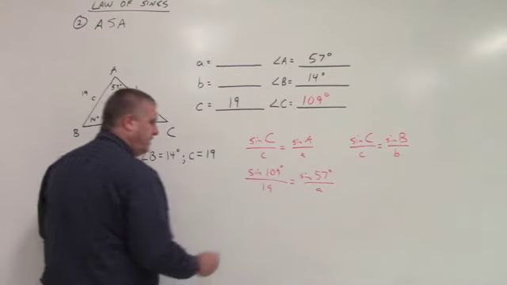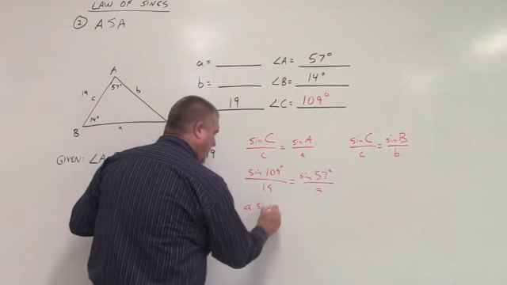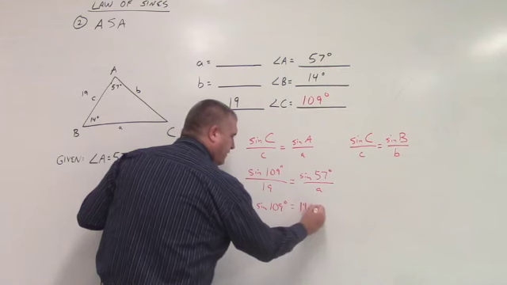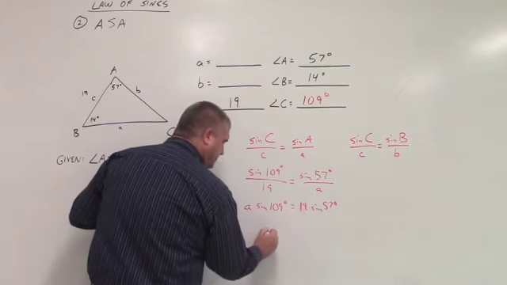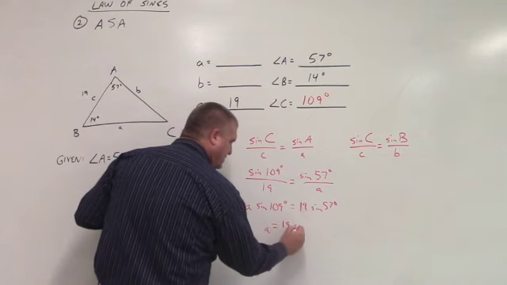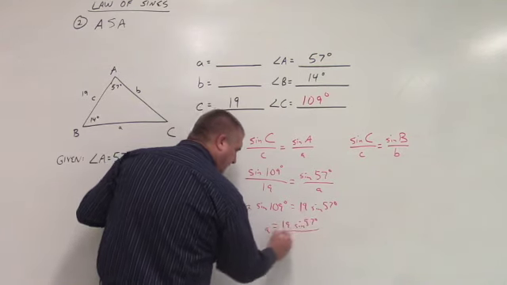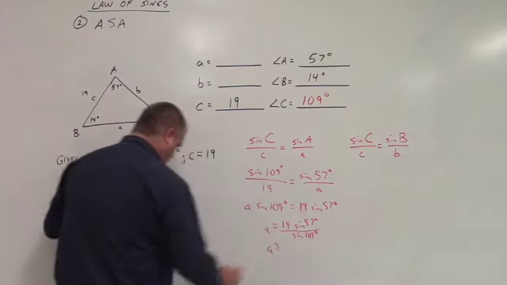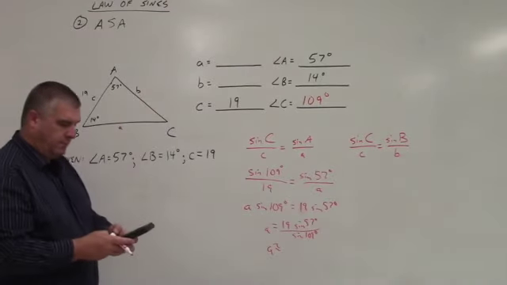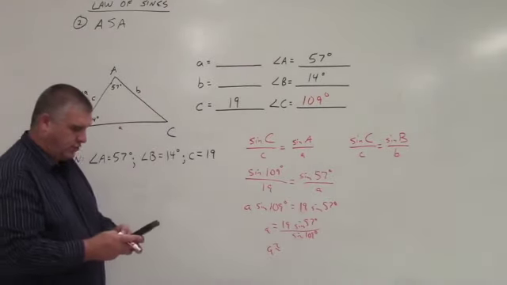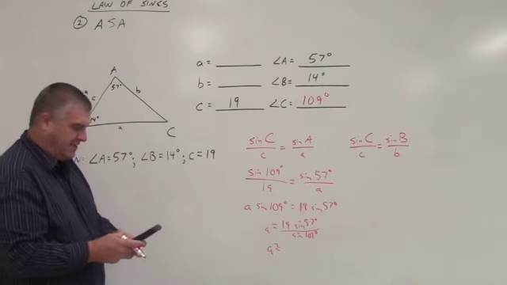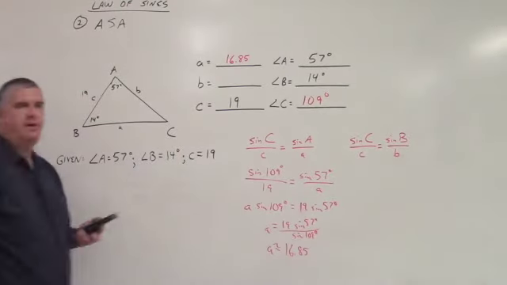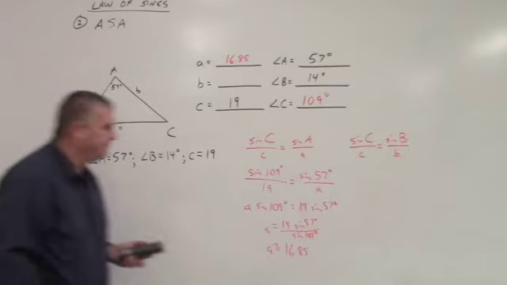Using the proportion and the cross product, this is A sine of 109 degrees equals 19 sine of 57 degrees. And then side A is equal to 19 sine of 57 degrees divided by the sine of 109 degrees. So A is approximately, based on that, and this is where we would bring our calculator back out, making sure it's in degree mode, and divide this out and get an answer of 16.85.